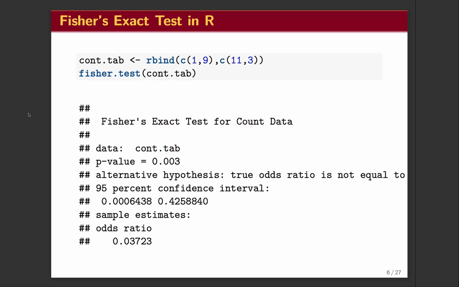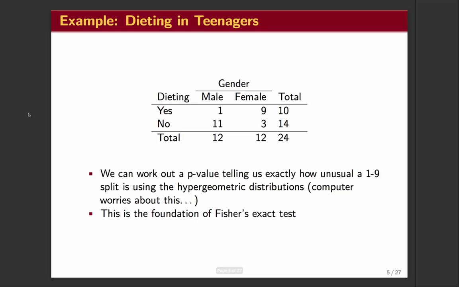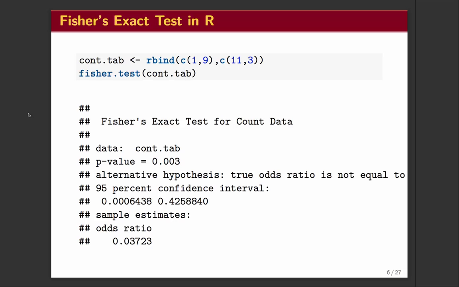So this is just an exact description of how you would do this in R. What we're doing is putting these two rows together. We're taking 1 and 9 and 11 and 3 together, putting them in a matrix, and just running Fisher.test on that data. There's not anything too secret about how we've approached this. So let's take a look at the output.